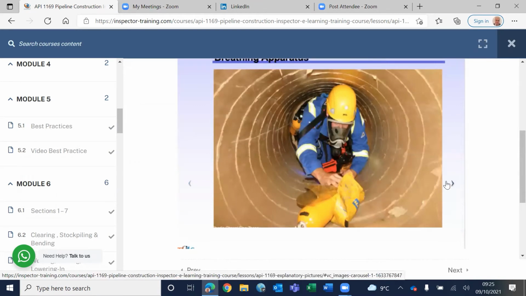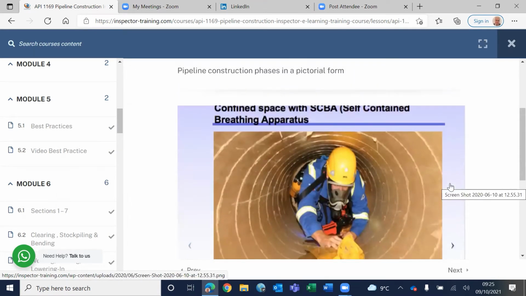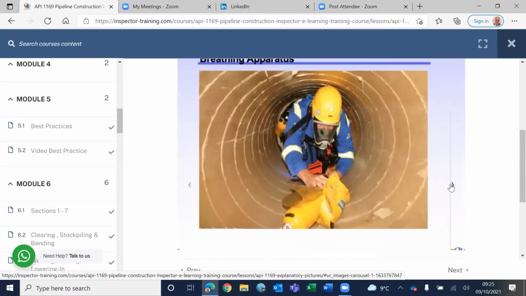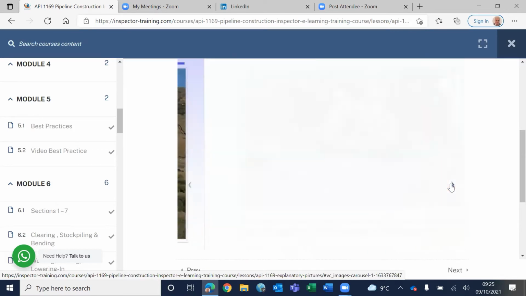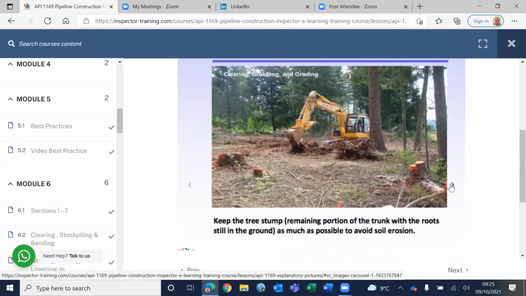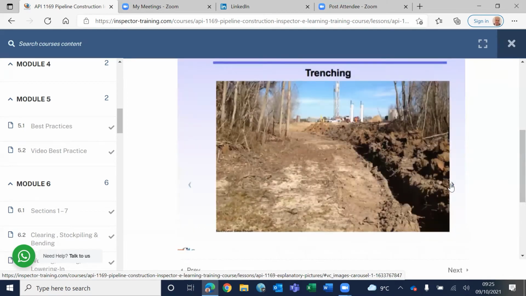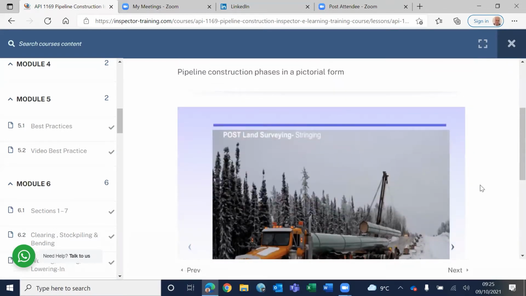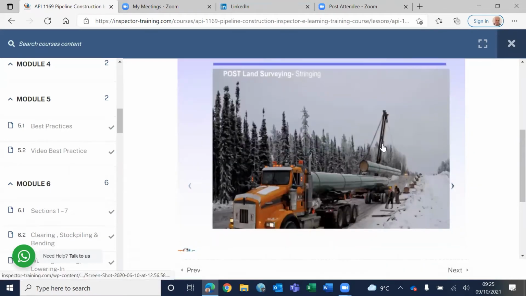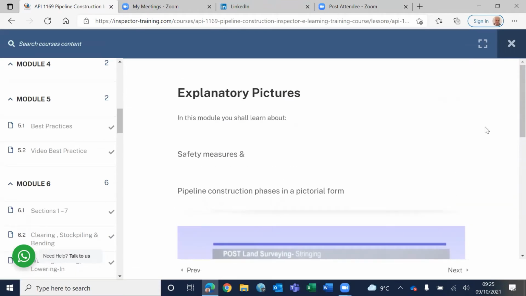He's using a self-contained breathing apparatus, SCBA here, and how the pipes are stored, and how the land surveying is done, and how the tree stumps and all that need to be removed, how the trenching is done, and then how the stringing is done. Stringing means they put the pipe along the pipeline.